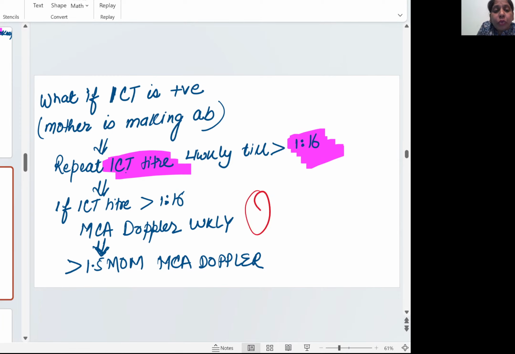This is a PYQ. If the titers cross more than 1:16, what is the next step? Yes, Dr. Rahul, you are right, to see whether there is feto-maternal hemorrhage or not. Very good. Now, if the titer crosses 1:16, we will do the MCA Doppler, the middle cerebral artery Doppler. What is its advantage? You know that whenever anemia occurs in our body, what happens?